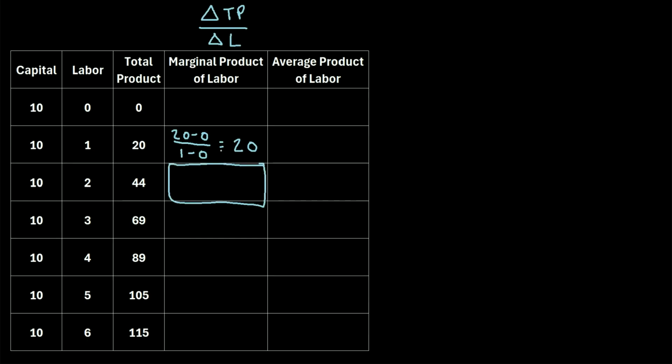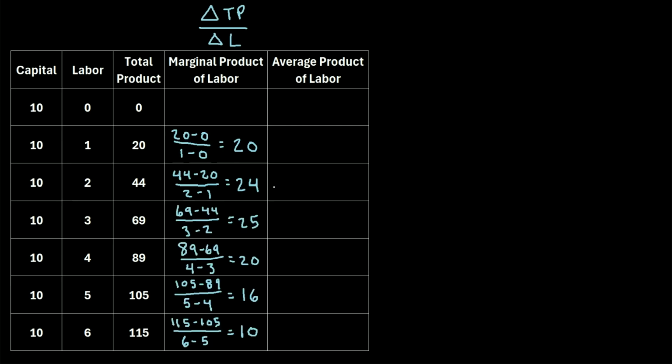So let's consider this next row right here. We can see that when we went from 1 employee to 2 employees, our total product increased from 20 to 44. So our change in total product is 44 minus 20, divided by our change in labor, which is simply 2 minus 1. So we get 44 minus 20, that's 24, divided by 2 minus 1, that's 1. So 24 divided by 1 is 24. In this case, by adding 1 additional employee, we were able to increase our total product by 24 units. And we can repeat this exact calculation for each of the remaining rows in this column. So here are the calculations for the marginal product of labor for all of the remaining rows.